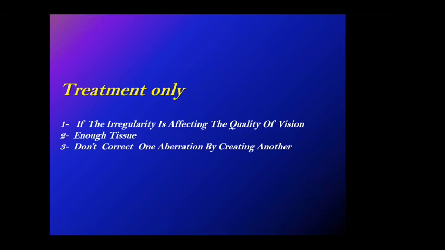What to treat? Not everything. You treat only the irregularity that is affecting the visual acuity, the quality of vision. If it's not affecting it, forget it. And then you have to have enough tissue. Don't just shoot at the expense of the tissue. And you don't correct one aberration by inducing another one.